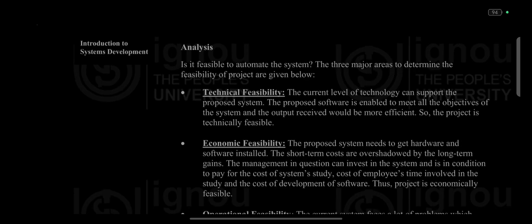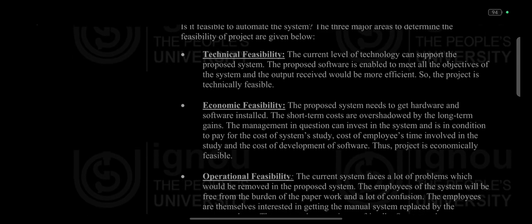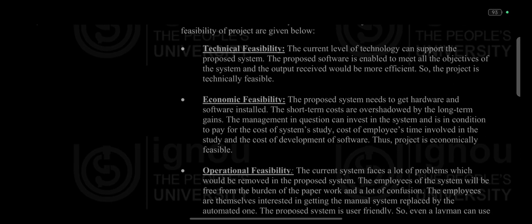Analysis. Is it feasible to automate the system? The three major areas to determine the feasibility of the project are given below. Technical feasibility. The current level of technology can support the proposed system. The proposed software is enabled to meet all the objectives of the system, and the output received would be more efficient. So the project is technically feasible.